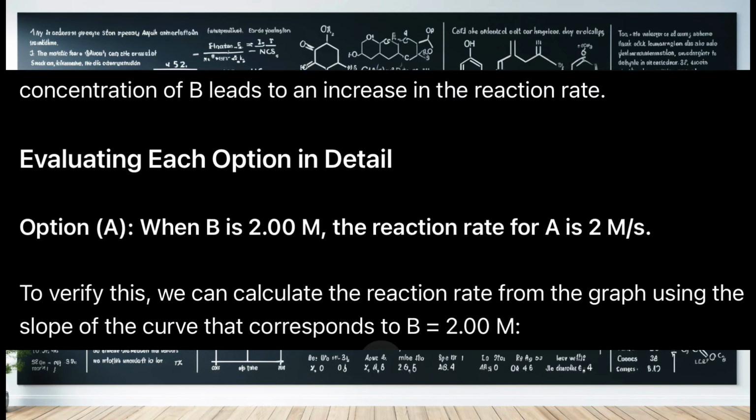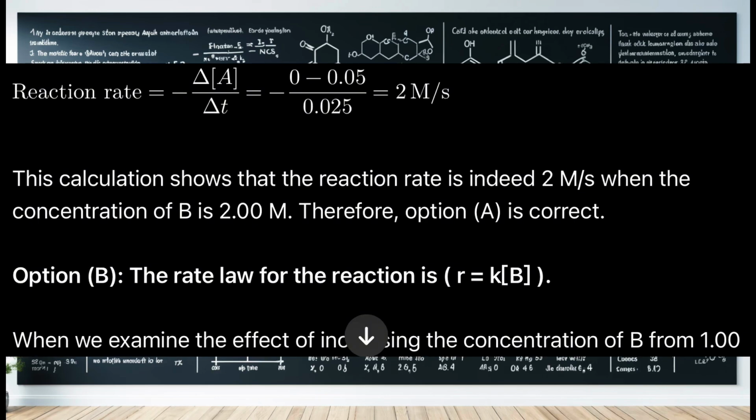Evaluating each option. Option A: when B is 2.00 M, the reaction rate for A is 2 mM per second. To verify this, we calculate the reaction rate from the graph using the slope of the curve for B equals 2.00 M. Reaction rate equals minus delta A over delta T, equals minus 0.05 over 0.025. This calculation shows that the reaction rate is indeed 2 mM per second when the concentration of B is 2.00 M. Therefore, option A is correct.